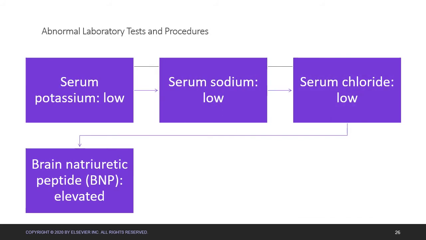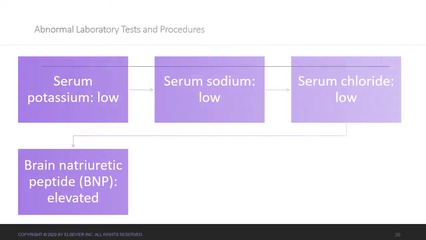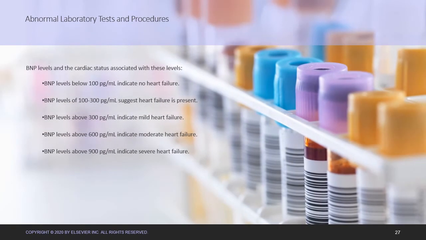Abnormal lab tests and procedures. A low serum potassium, a low serum sodium, a low serum chloride, and an elevated BNP. The brain natriuretic peptide, or BNP, is also known as a B-type natriuretic peptide or ventricular natriuretic peptide. BNP is an important biomarker used to help establish the diagnosis of congestive heart failure.